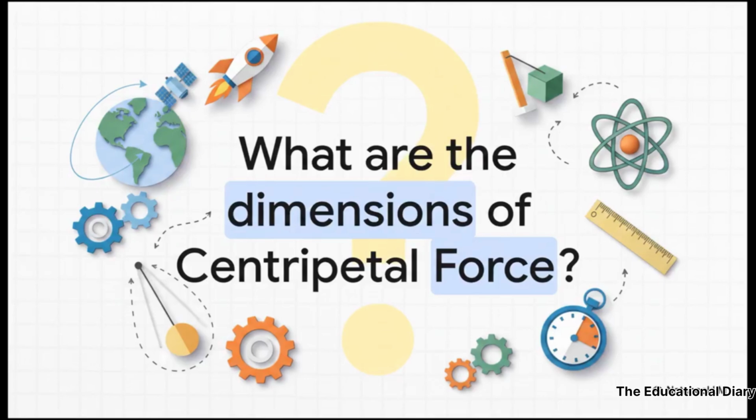Based on everything we discussed today, what are the dimensions of centripetal force? As a hint, the formula is F equals m times v squared divided by r. Seriously, grab a pen, write out the dimensions for mass, velocity squared, and radius, and see if you arrive right back at our ultimate cheat code.